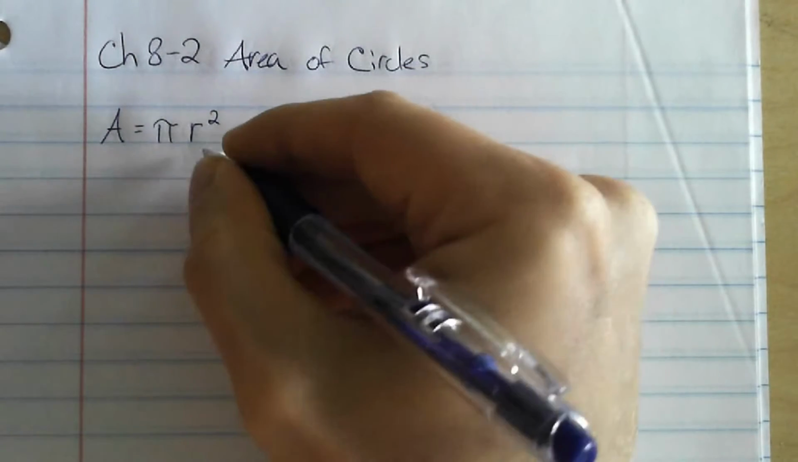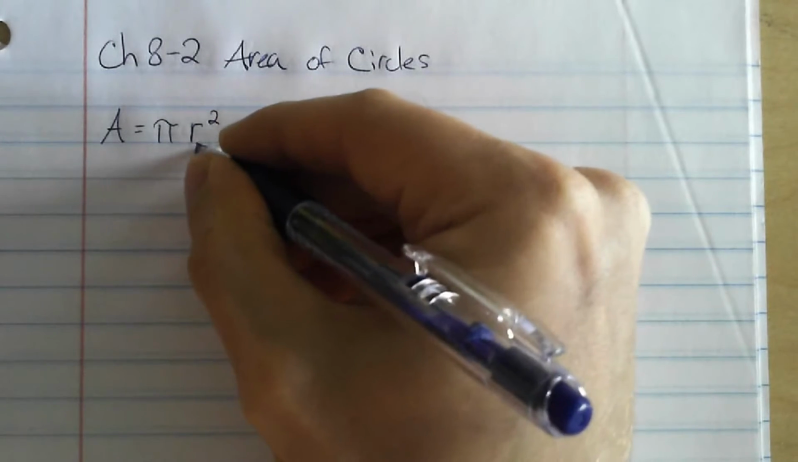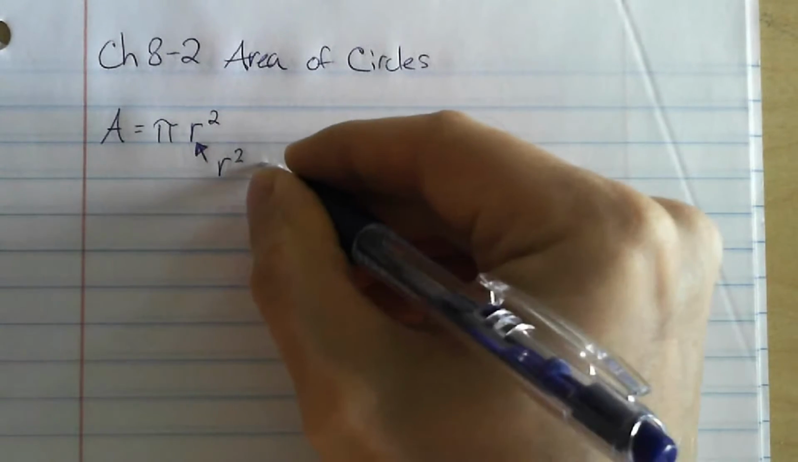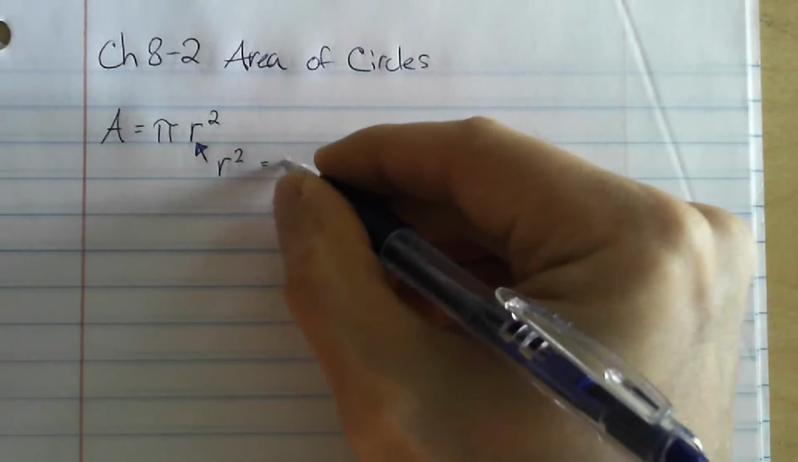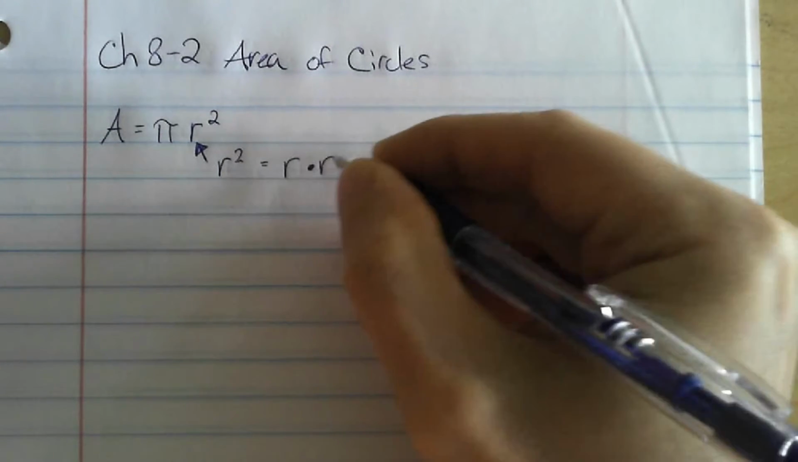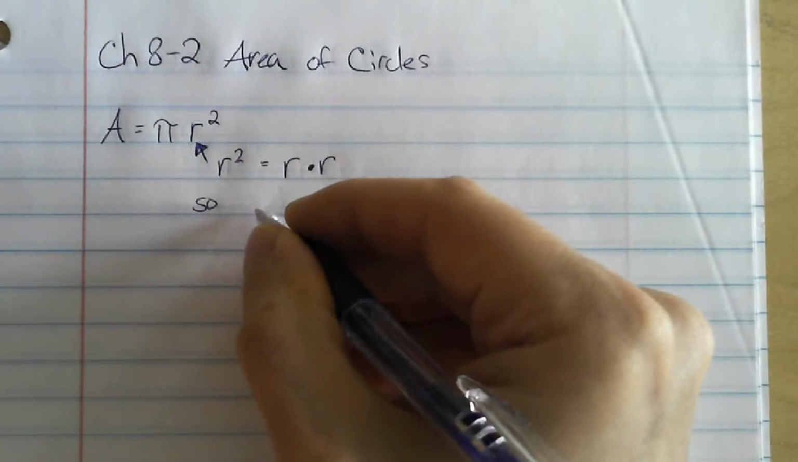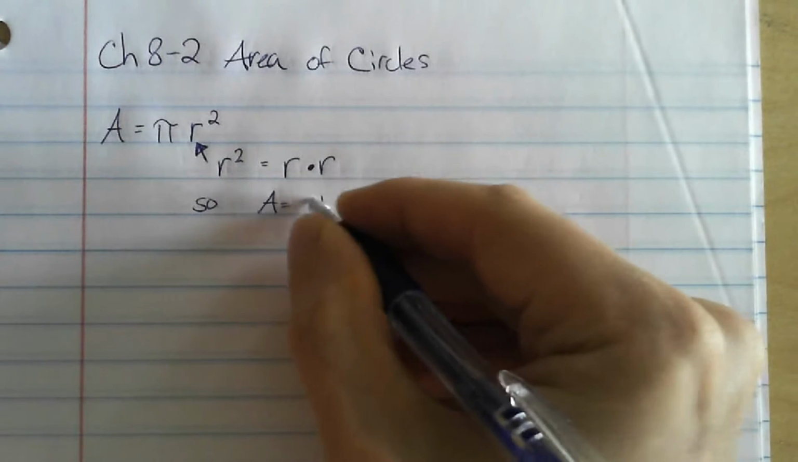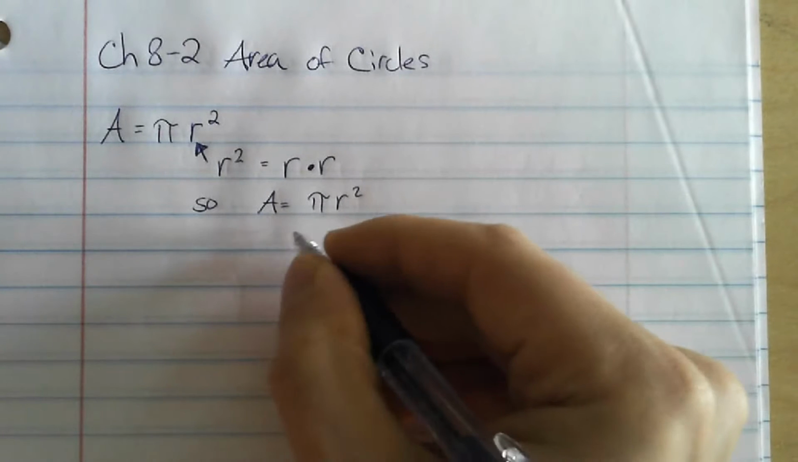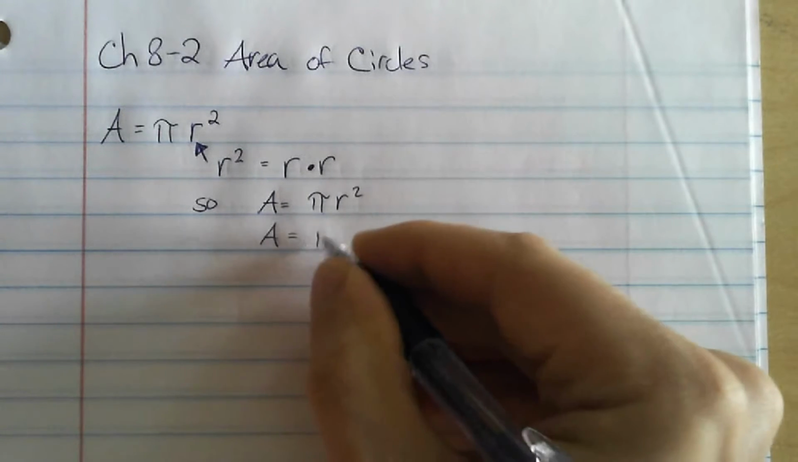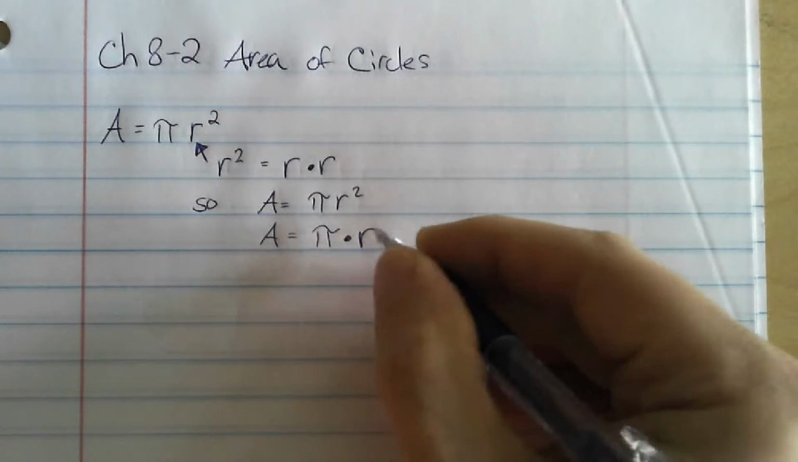So, in case this radius squared part has you a little bit confused, remember, radius squared, that little 2 is an exponent. That means that we write the base that many times in a multiplication problem. So, area equals pi times radius squared, which you can think of as area equals pi times radius times radius.